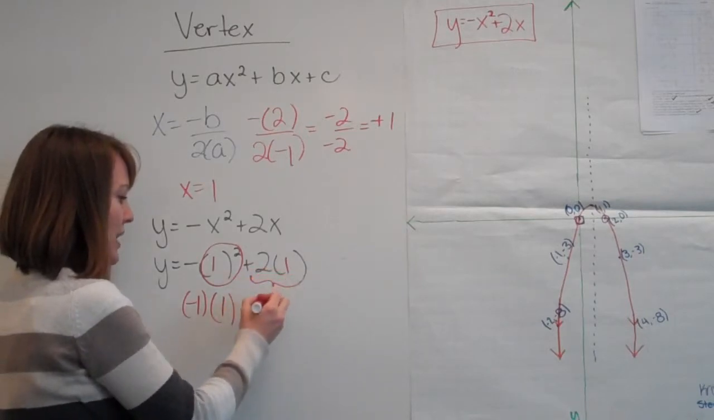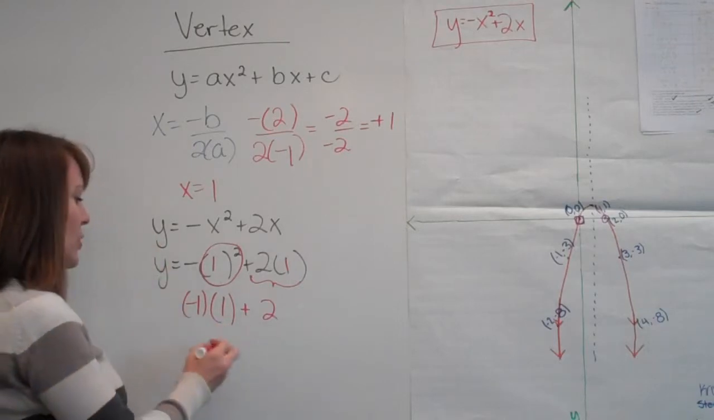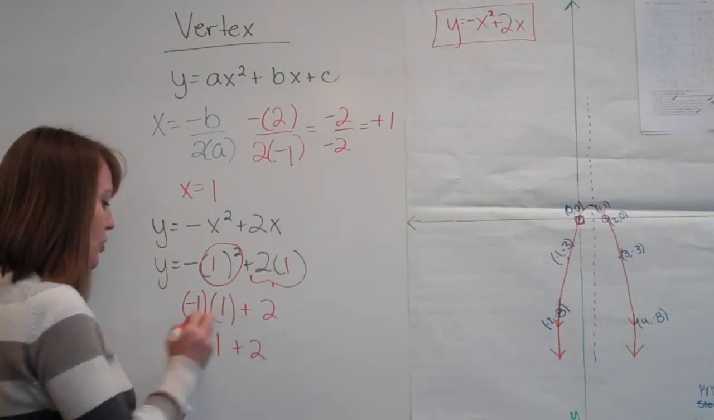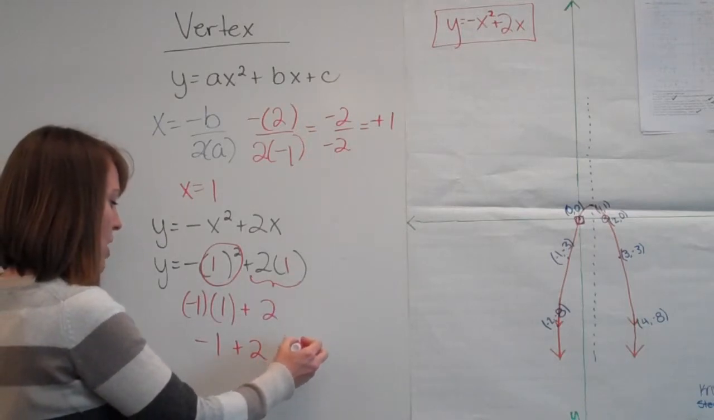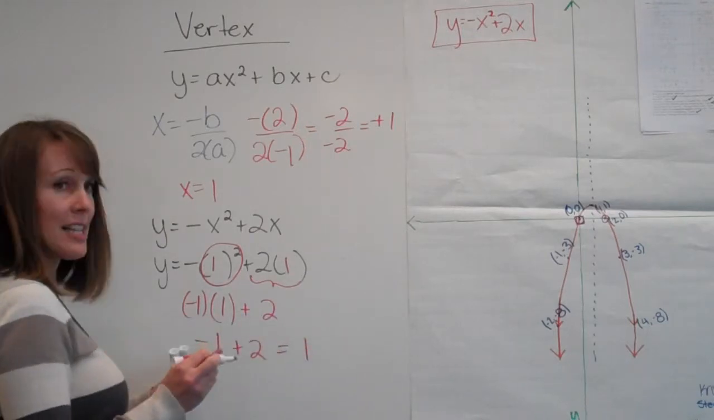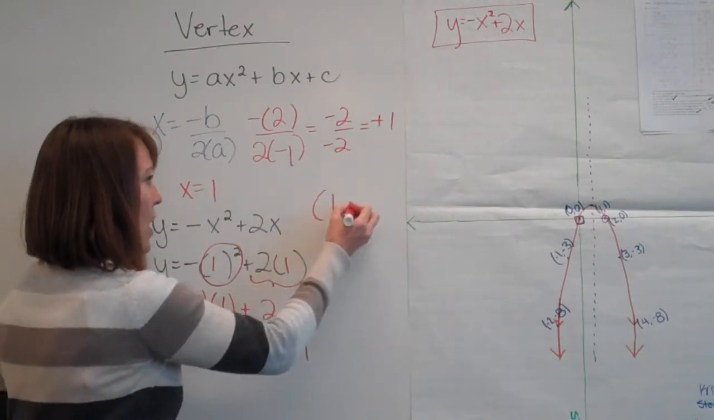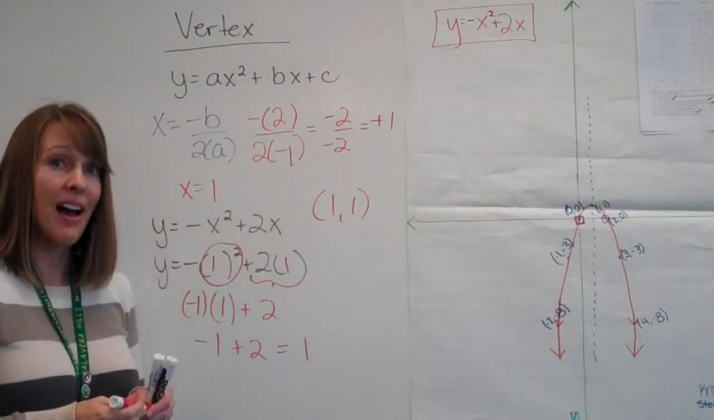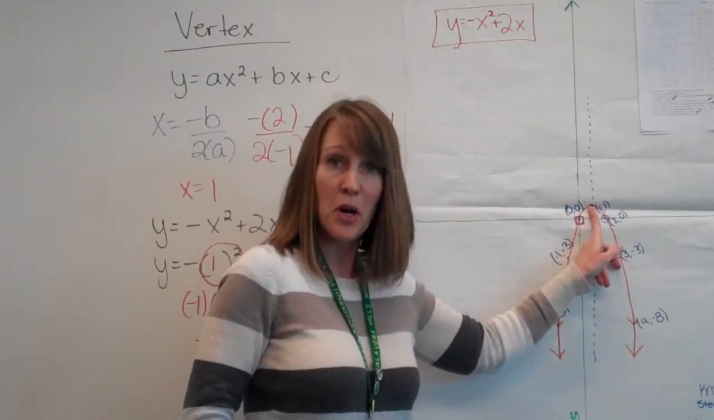Plus 2 times 1, well, that's 2. And negative 1 times 1, that's going to give us a negative 1 plus 2. And negative 1 plus 2 is going to give me a 1. All right, so that means that my vertex should be x is 1, y is 1. That should be my highest point. And if we look over at our graph, that's exactly where it was.